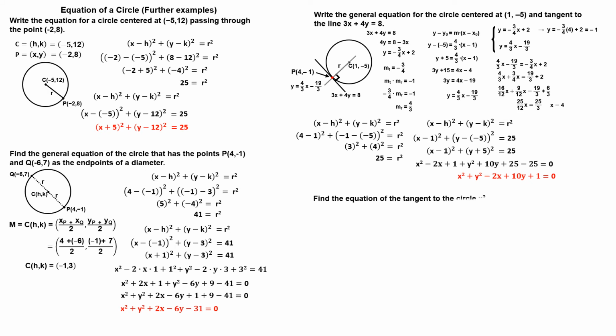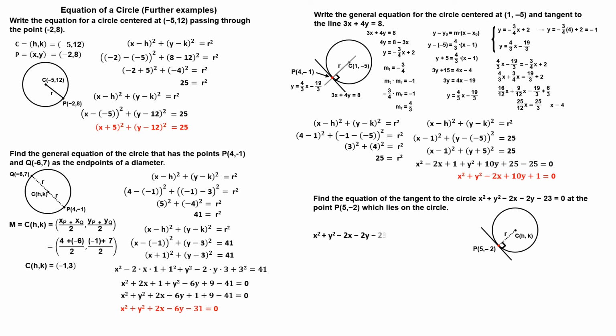Find the equation of the tangent to the circle at the point P, which lies on the circle. The circle given is represented by an equation in expanded form, so we must find the center point. We compare the general form for the equation of a circle with the given expanded equation. We match the x and y terms of the two equations to get the center point of the circle. The center point is 1, 1.